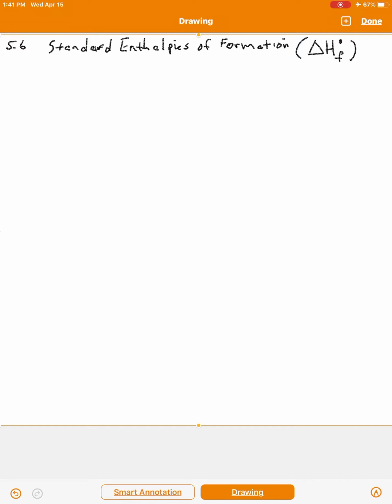Okay, this is section 5.6, standard enthalpies of formation. I put the symbol for it just to the right: delta H sub F with a degree sign. Okay, so that's a little degree sign. Let me make that a little bit clearer for you so you can see. There you go, a little degree sign there.